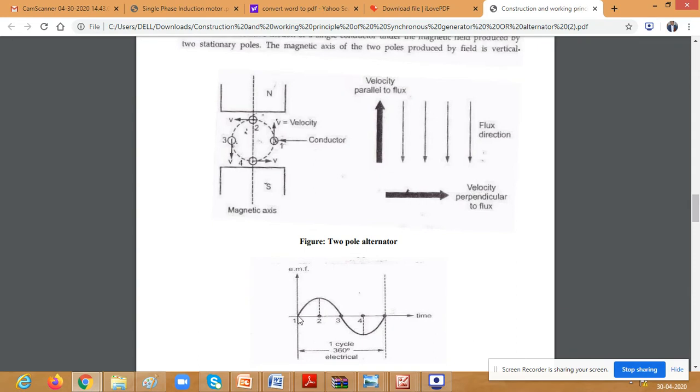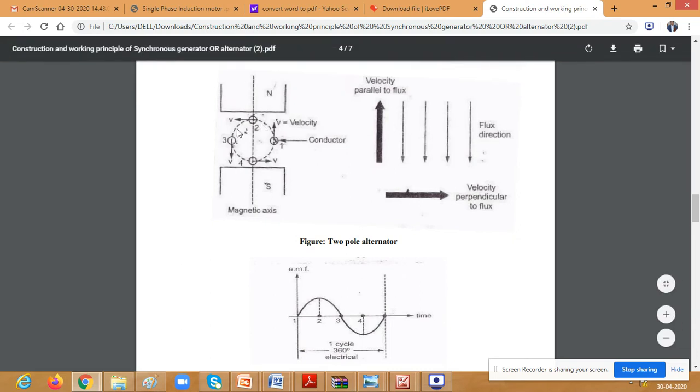But when we move to position 2, our velocity is perpendicular to the flux direction, and in that condition we have the maximum rate of flux cutting, because this is given by the magnetic field and the area perpendicular to it. So in this condition the EMF is maximum. Then in the third position again the velocity and the field lines are parallel to each other. It means there is zero flux cutting here. So if the flux is zero, then the induced EMF is zero.